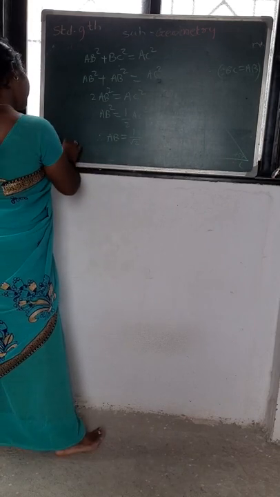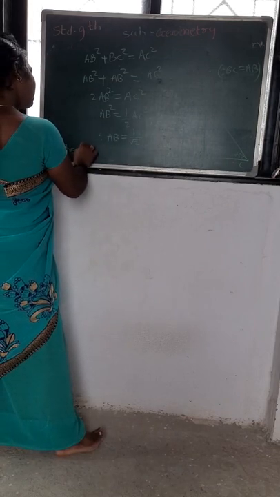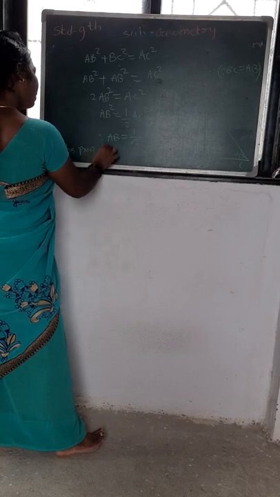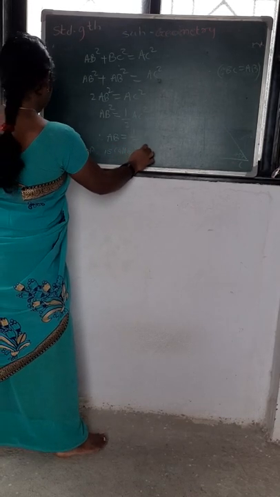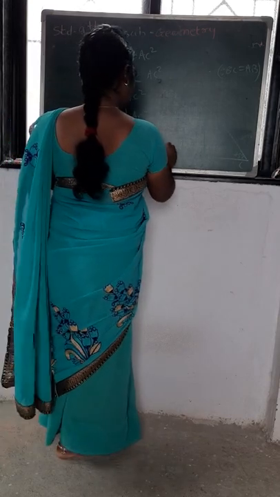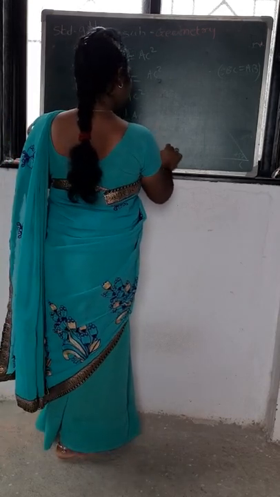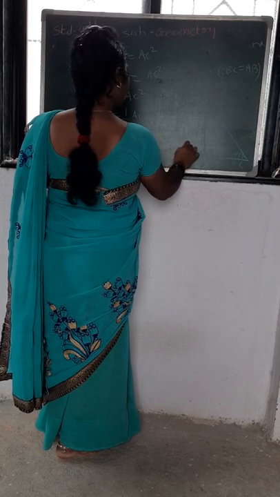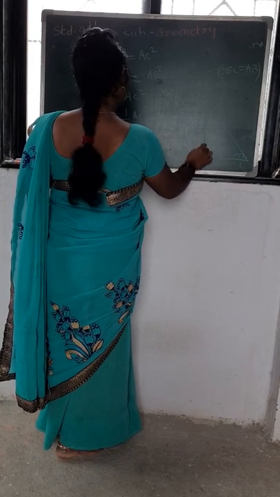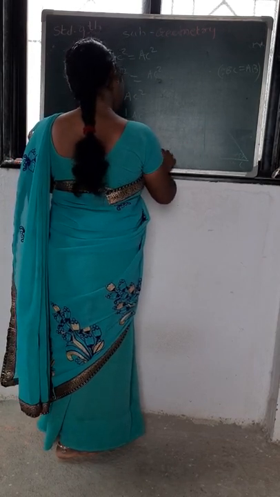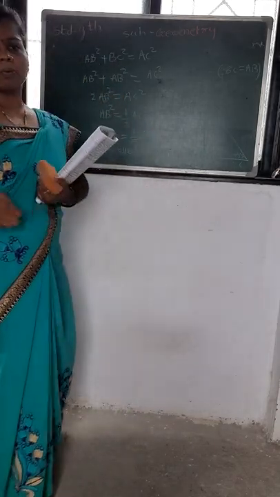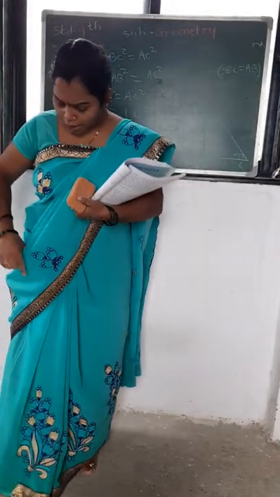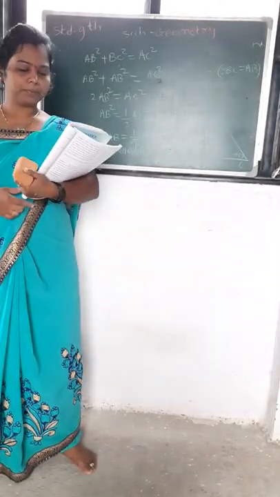And this property is called the 45 degree, 45 degree and 90 degree theorem. This property is known as the 45 degree, 45 degree and 90 degree theorem.